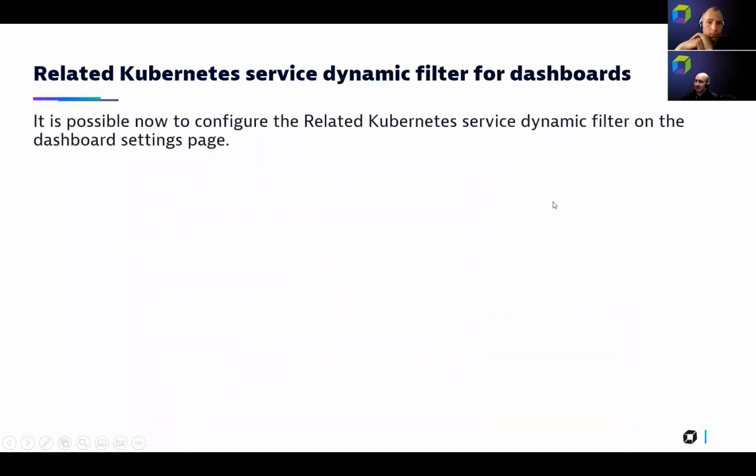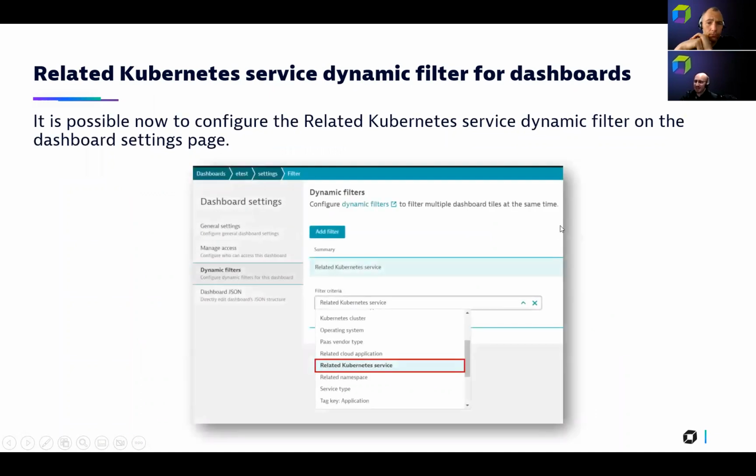Another one, again, Kubernetes. So now we introduce a new dynamic filter for dashboards. From your dashboard settings, if you go to the advanced settings under dynamic filters, you will see another criteria, which is called related Kubernetes service. This will help you to apply filtering in your dashboard text on the specific dashboards. So this is also a simple update from this release, the latest release.